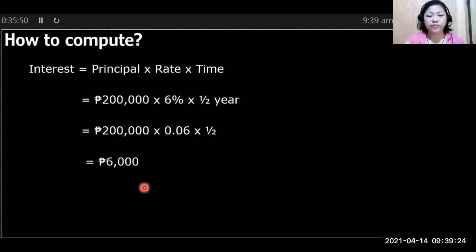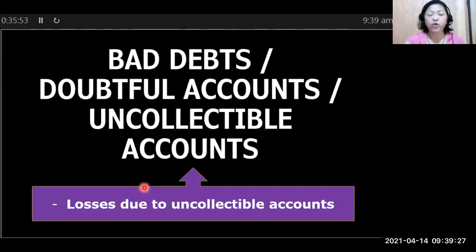Next one. So let's move to another transaction. And this is what we call bad debts, doubtful accounts, or uncollectible accounts. If you remember, this is the contra asset account of accounts receivable. These are losses due to uncollectible accounts. So you are estimating parts of the accounts receivable that you cannot collect anymore. And you can call it either bad debts or doubtful accounts or uncollectible accounts.